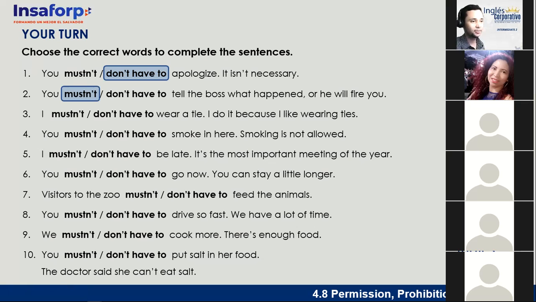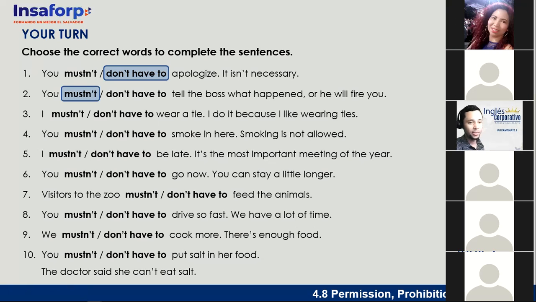Number three, volunteer, please. Raise your hand. Nady. I don't have to wear a tie. I do it because I like wearing ties. Mm-hmm. Thank you. I don't have to wear a tie. I do it because I like wearing ties, but it's not necessary. Thank you, Nady.